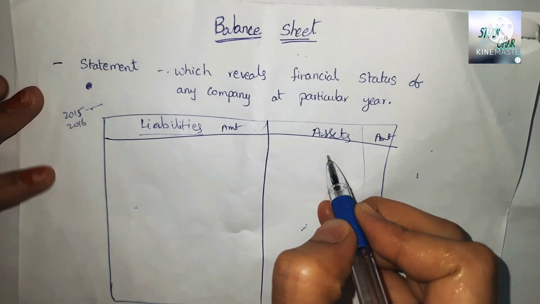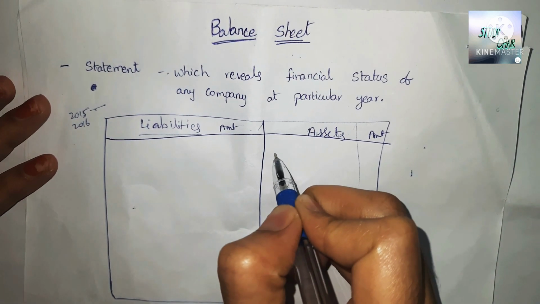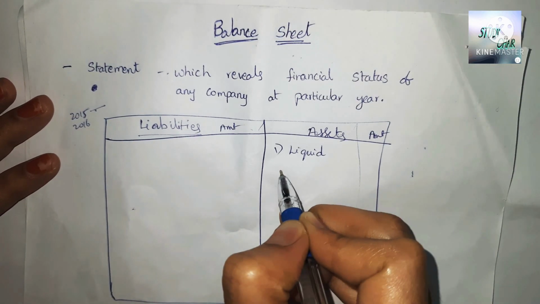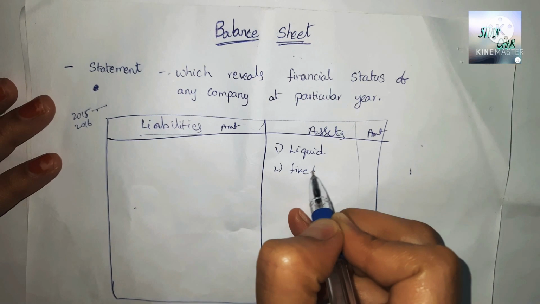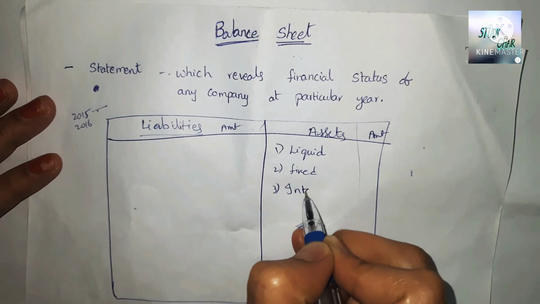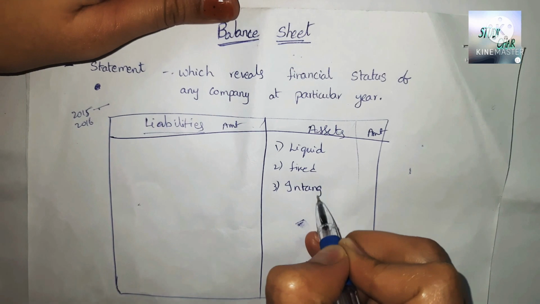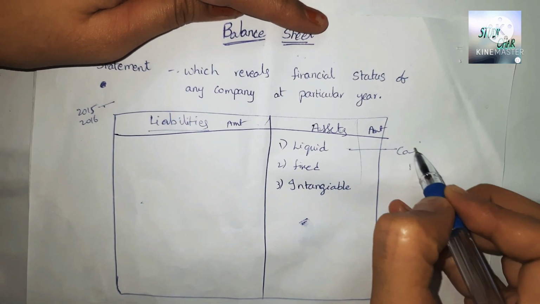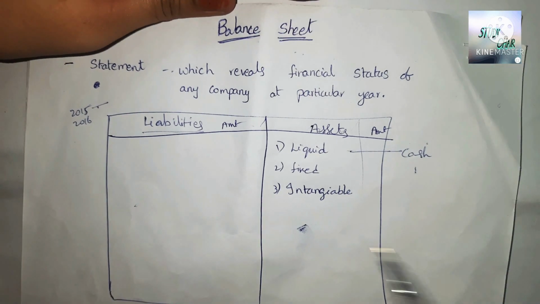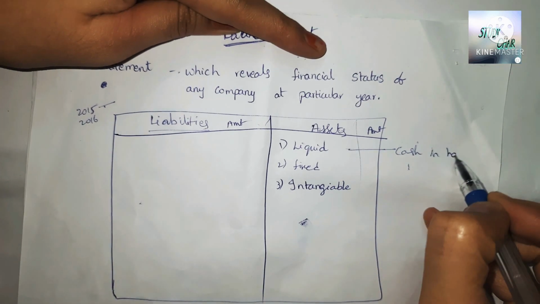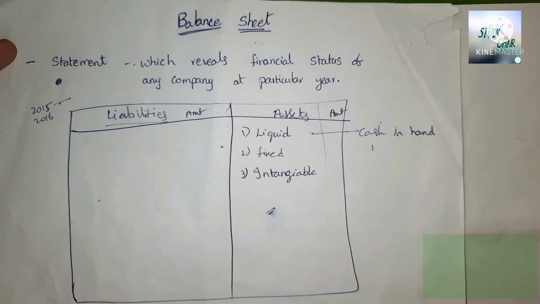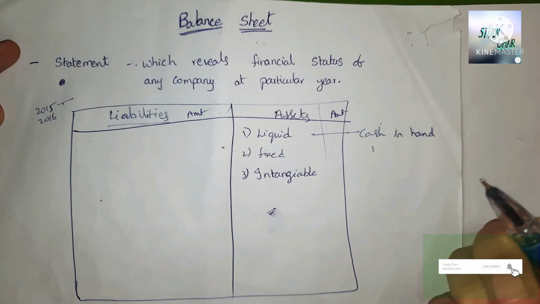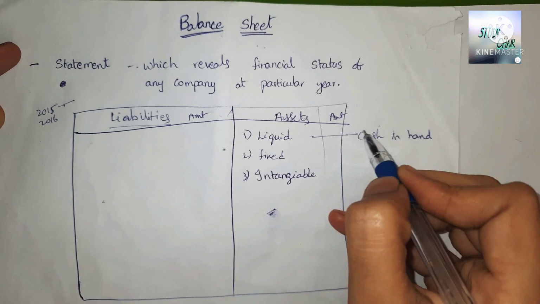Firstly, we will see assets. There are three types of assets: liquid assets, fixed assets and intangible assets. We will see one by one. Liquid assets are like cash. Whatever cash we have in hand is also a liquid asset. So liquid assets are those which are easily convertible into cash.